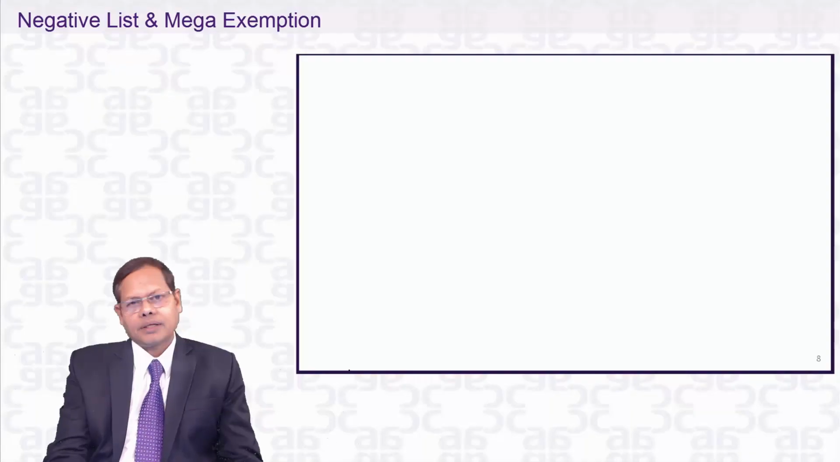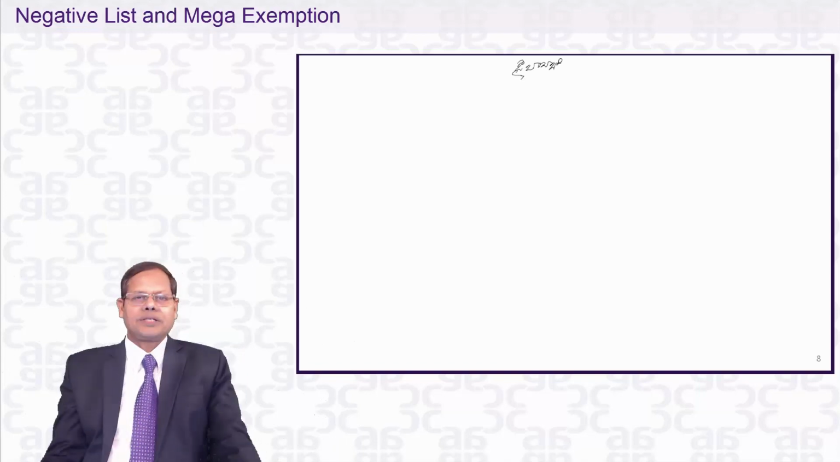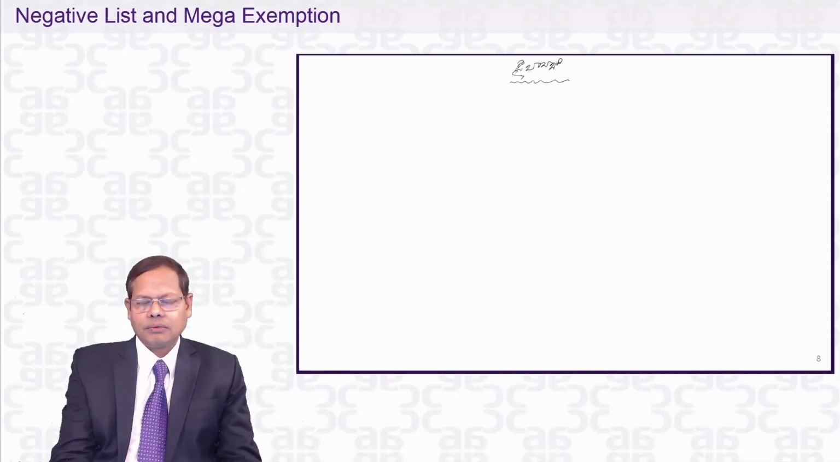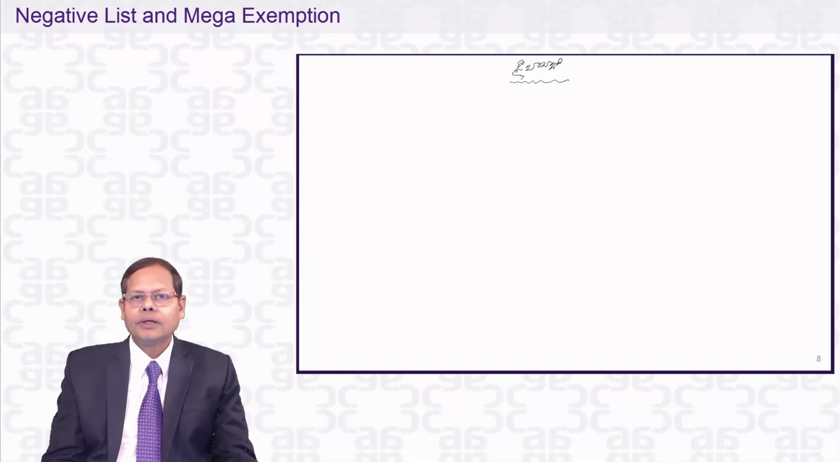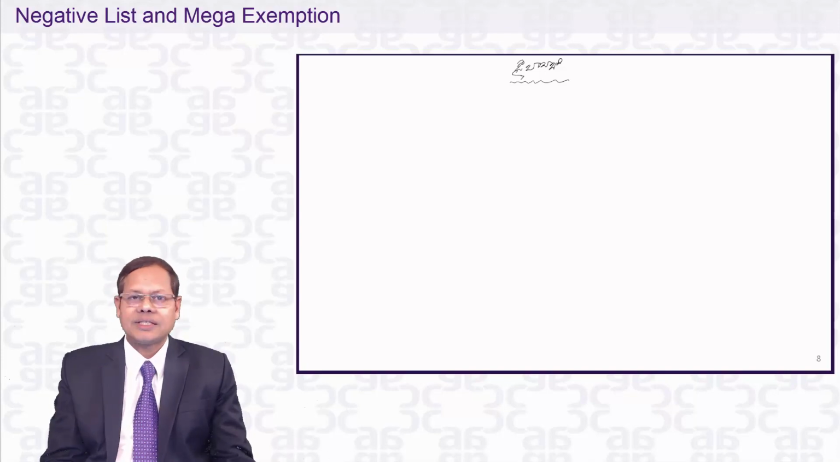So welcome to negative list and mega exemption. At the outset, let me tell you, knowledge of the negative list is highly essential because as per section 66B, service tax is levied when service has been provided in taxable territory, right? What is the service? Definition has been given already, section 65B(44), read with declared services under section 66E.